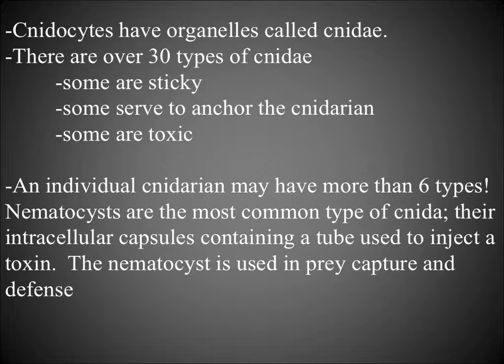So inside the cnidocyte, there is an organelle called a cnida. There are over 30 different kinds. A lot of them are toxic. Some of them actually serve to anchor the cnidarian. Remember, some cnidarians are going to still be what we call sessile. Not all of them, but some. And some are actually sticky. An individual cnidarian can have more than 6 different types. The most common, though, is the nematocyst that you saw on the last page. These are intracellular capsules. They contain a tube that's actually used to inject a toxin, and these are used for 2 things, for prey capture and defense.